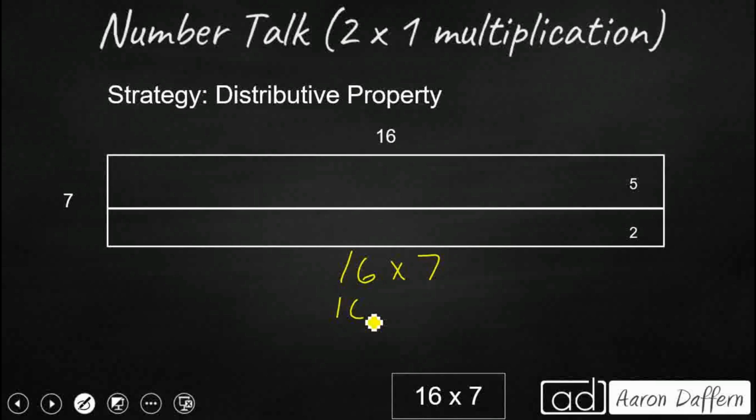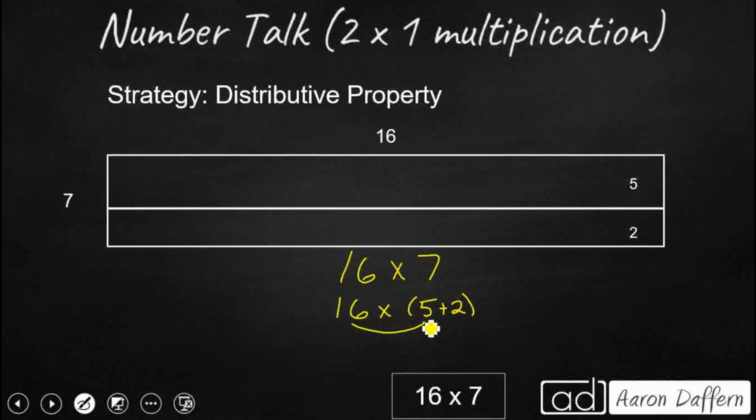Here's a third way we can use the distributive property, but this time we're going after that 7. We're going to leave the 16 the way it is. We're going to say that 7 is really 5 plus 2. So it doesn't have to be even when we break up a number using the distributive property. It just needs to be easy to multiply mentally. And anytime we can multiply by 5 or 2, that's going to be super easy.